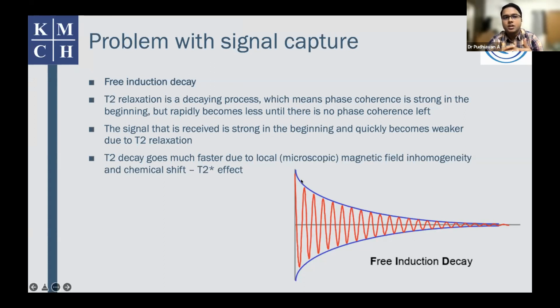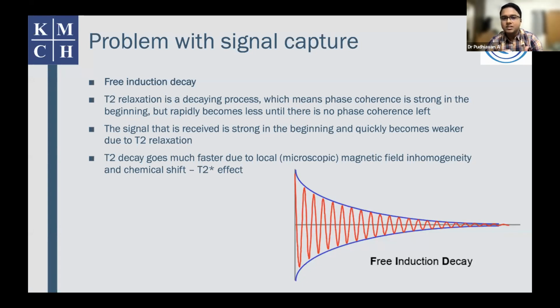This process of loss of phase coherence of the protons immediately after an RF pulse is given is called the free induction decay. The signal, which starts out at maximum, rapidly loses its amplitude because the protons become incoherent, or there is no phase coherence between the protons. So this process is called free induction decay. And this process poses a problem because immediately after an RF pulse is stopped, the free induction decay starts immediately.